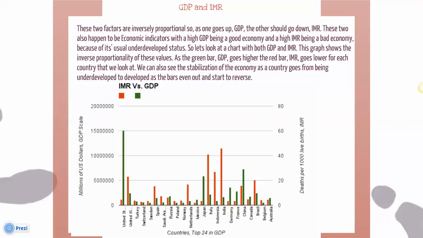And then we can also see within this graph a little bit of a stabilizing economy. Stabilizing, or an intermediate stage between being developed completely and underdeveloped. This can be seen in Turkey, Switzerland, Sweden, as their IMR and GDP kind of balance out before they start to go in opposite directions of what they were. So this, I believe, is the best indicator of how these two factors are inversely proportionate to each other. So one goes down, the other goes up, and vice versa.